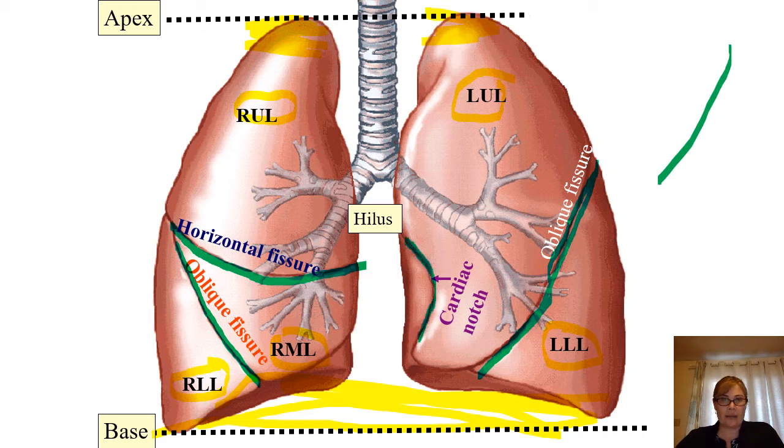And then here's the cardiac notch that I tried desperately to draw. Didn't do a good job. Trachea, carina right here, bronchi, which will extend, and then the hilum would be those locations where it plugs in.